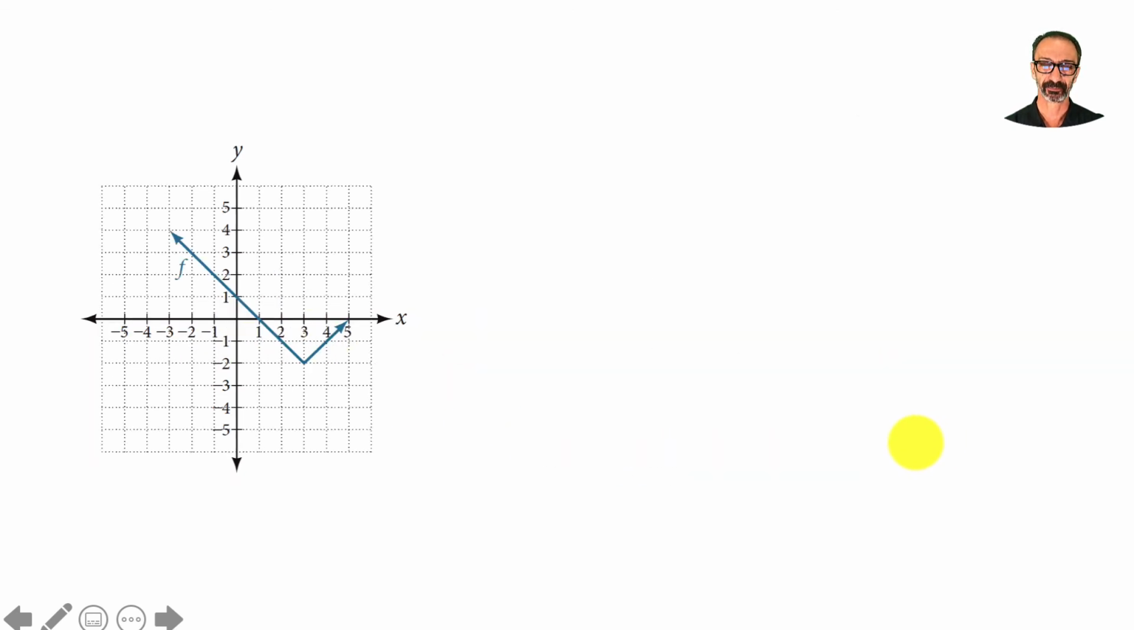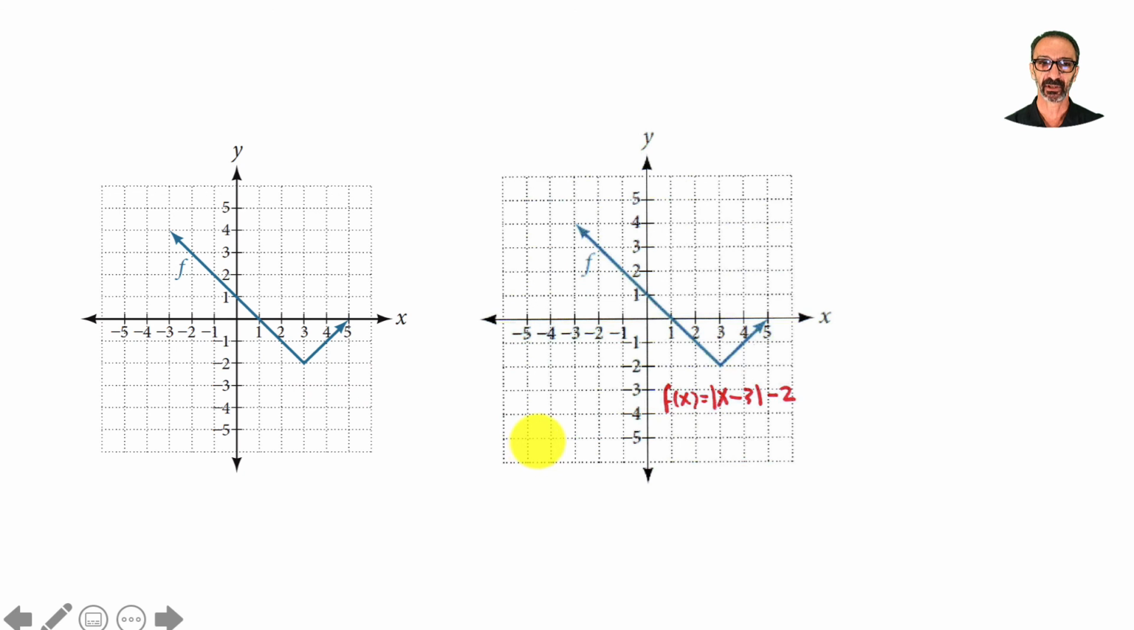Here's another graph. It looks like the angle is the same, like original absolute value, but we are taking it to the right 3 and down 2. And that should be the graph, and that should do it. The video after this video is about absolute value in more detail with a stretch and it's not going to be a lengthy video, so stick with me and you'll see it.